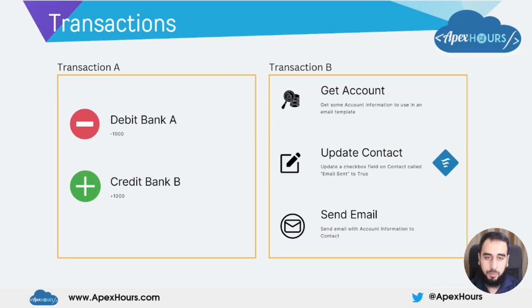Now, what's the need for doing this? Why don't we partially do this? If this is successful, then this is just successful. If this one is successful, this one is successful. If this one fails, then only this one fails.